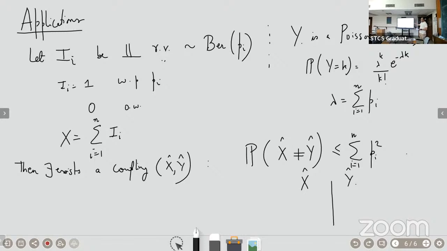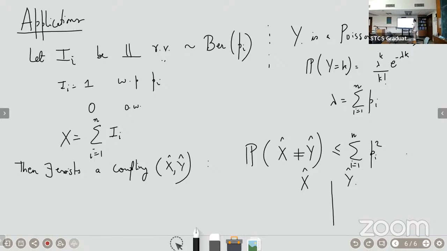Here they are asking something very strong. On a realization basis, how often do they match? So think about the strength of the statement. The fact that I'm realizing pi hat, I'm realizing x hat. How often do they match? They match with probability 1 minus 1 over n. That's the power.